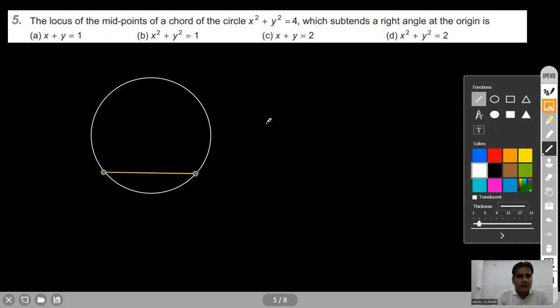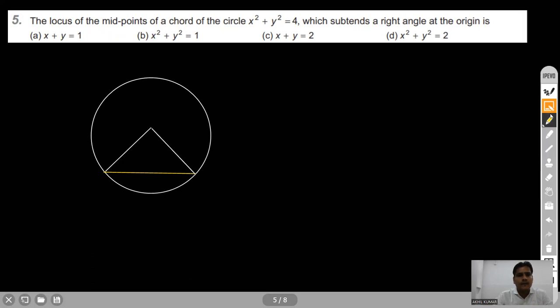So the center is the origin for this circle. So this is subtending a 90 degree view at the origin. Let me name it as O, which is the origin and the center of the circle. The coordinates are 0, 0. Let me name this chord as AB. And this angle AOB is given as 90 degree. This is what is given in the question itself.